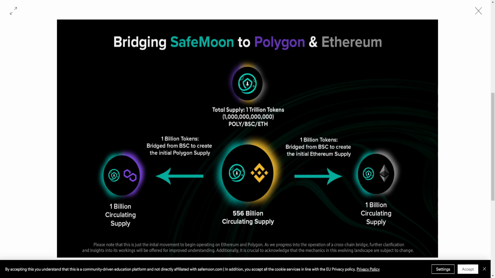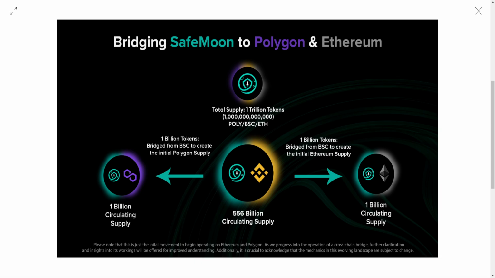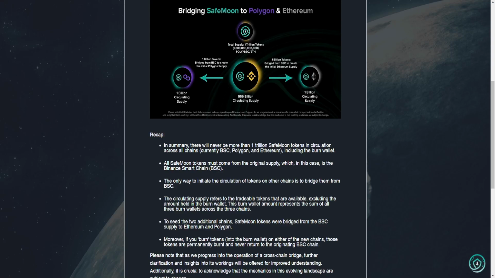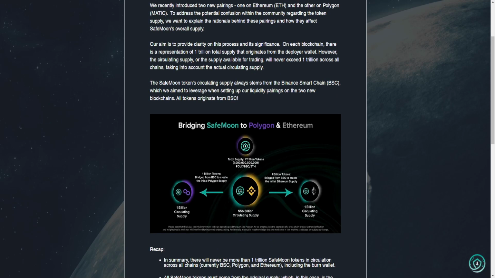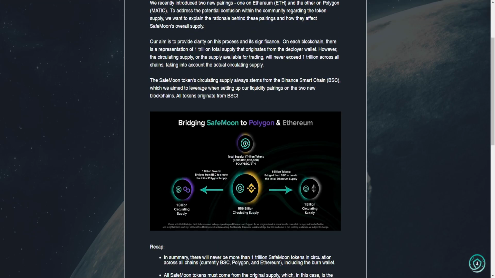Down on the bottom, the disclaimer, please note that this is just the initial movement to begin operating on Ethereum and Polygon. As we progress into the operation of a cross-chain bridge, further clarification and insights into its workings will be offered for improved understanding. Additionally, it is crucial to acknowledge that the mechanics in this evolving landscape are subject to change. I don't know if they are going to change it, but they are subject to change. So do remember that. Very key element.